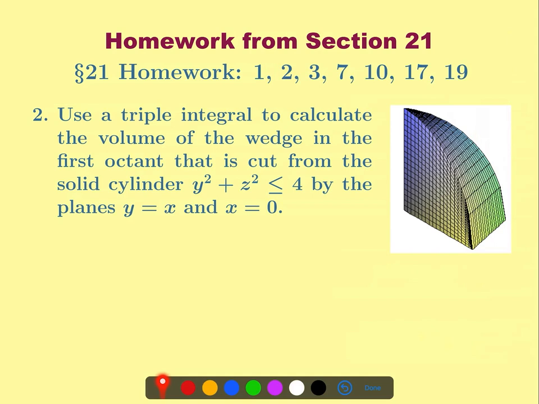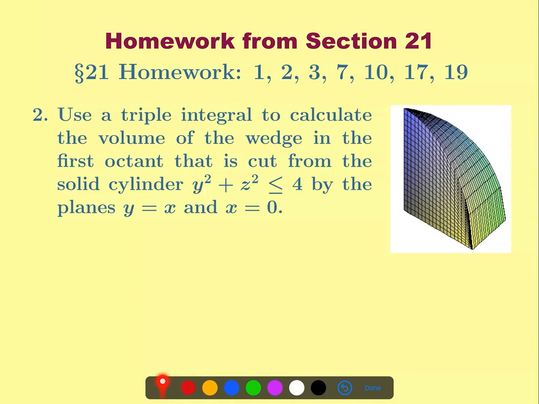Next, for the second problem, I want to find the volume of this wedge here. And let's look at what this wedge is. On the bottom, we have z equals 0 because we're in the first octant. So the xy plane is going to be the bottom where z equals 0. And then the y squared plus z squared less than or equal to 4 is telling us what's going on for this part here. When y squared plus z squared equals 4, we're on the cylinder.